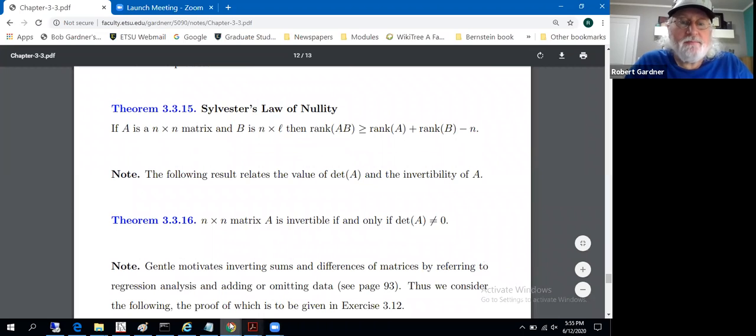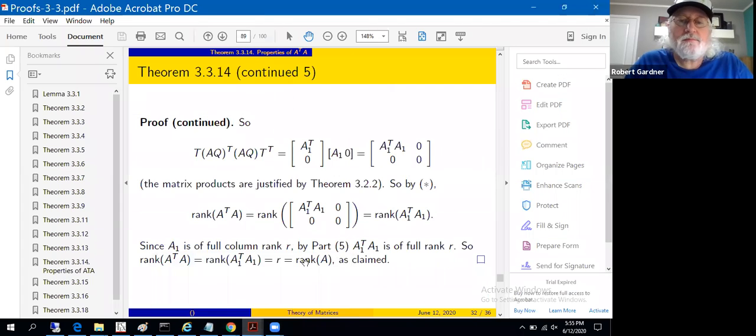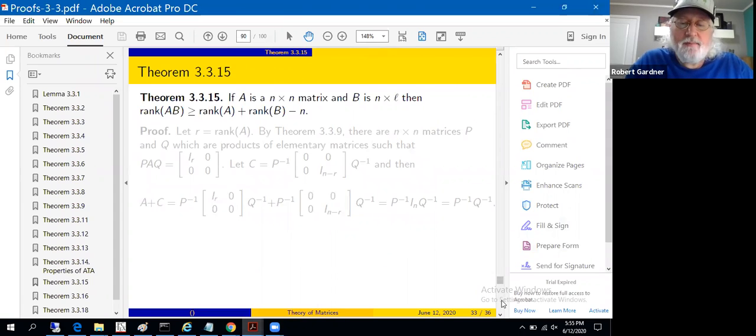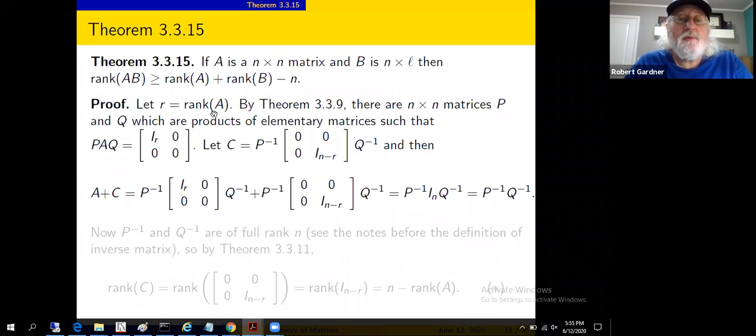So let's go through the proof of that. All right. So let R be the rank of A by theorem 3.3.9. As we've done before, we know there are matrices P and Q, products of elementary matrices, that allow us, by elementary row and column operations, to create this full rank equivalent representation. We can create an R by R identity matrix up here, like we did in the previous proof, permuting the rows and permuting the columns and doing some row reduction.